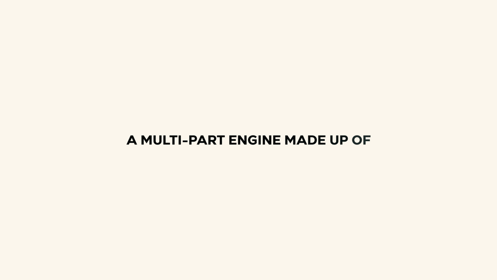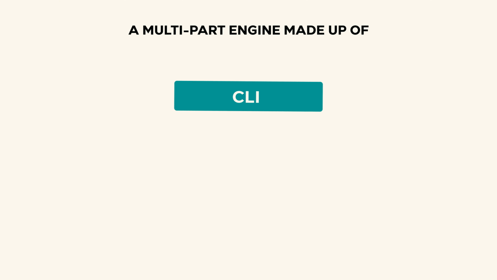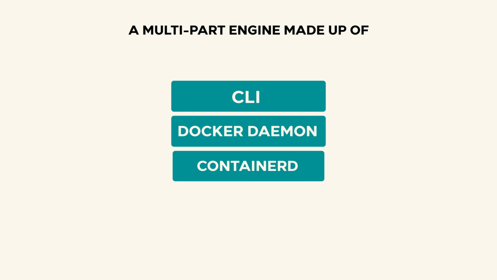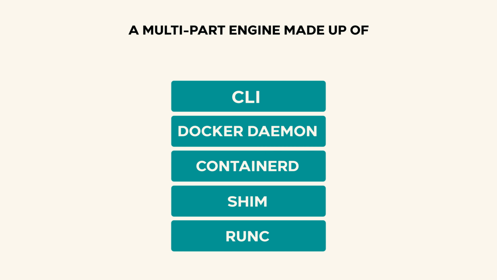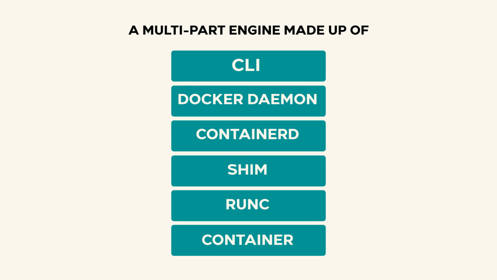This shift allowed Docker to evolve into what we have now, which is basically a multi-part engine made up of the CLI, the Docker daemon, something called containerd, and then you have shim, and then you have runc, and then of course you have container. We're going to break down each of those components because those components are basically what makes up the Docker engine. So let's go ahead and take a look at those components.